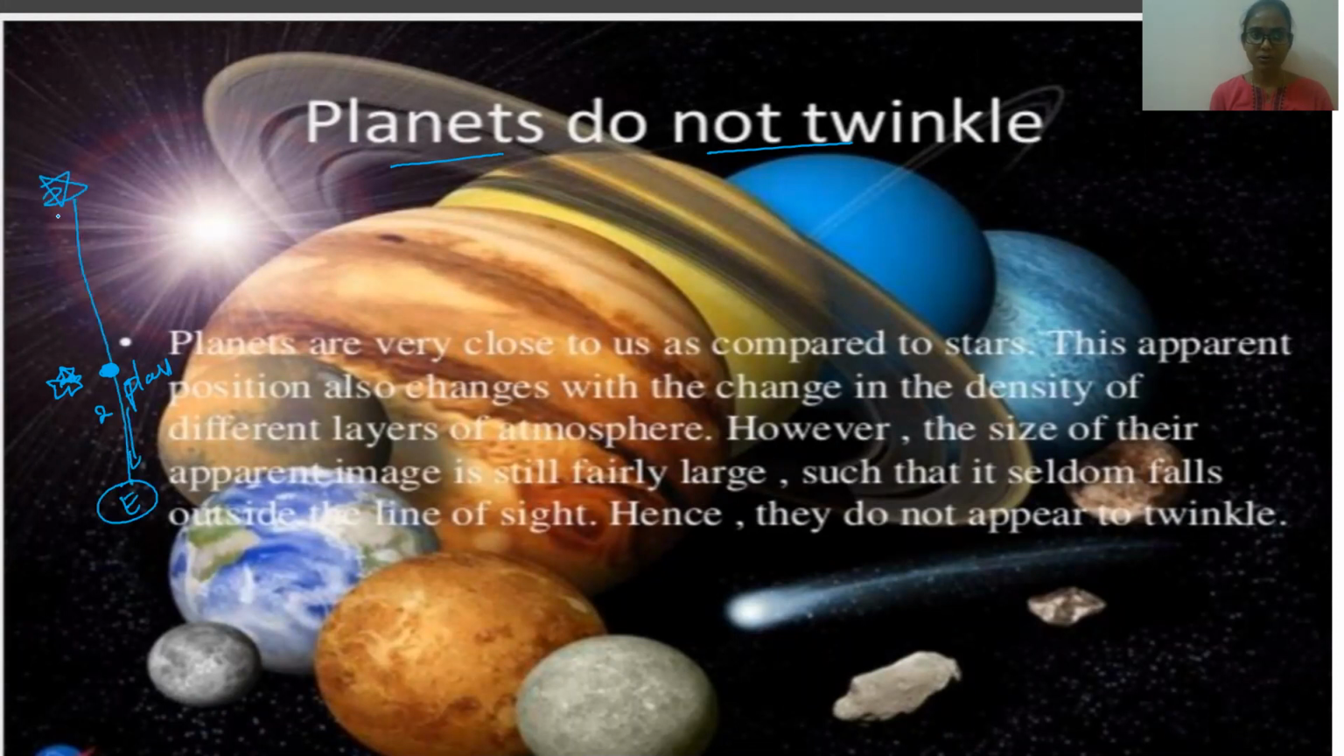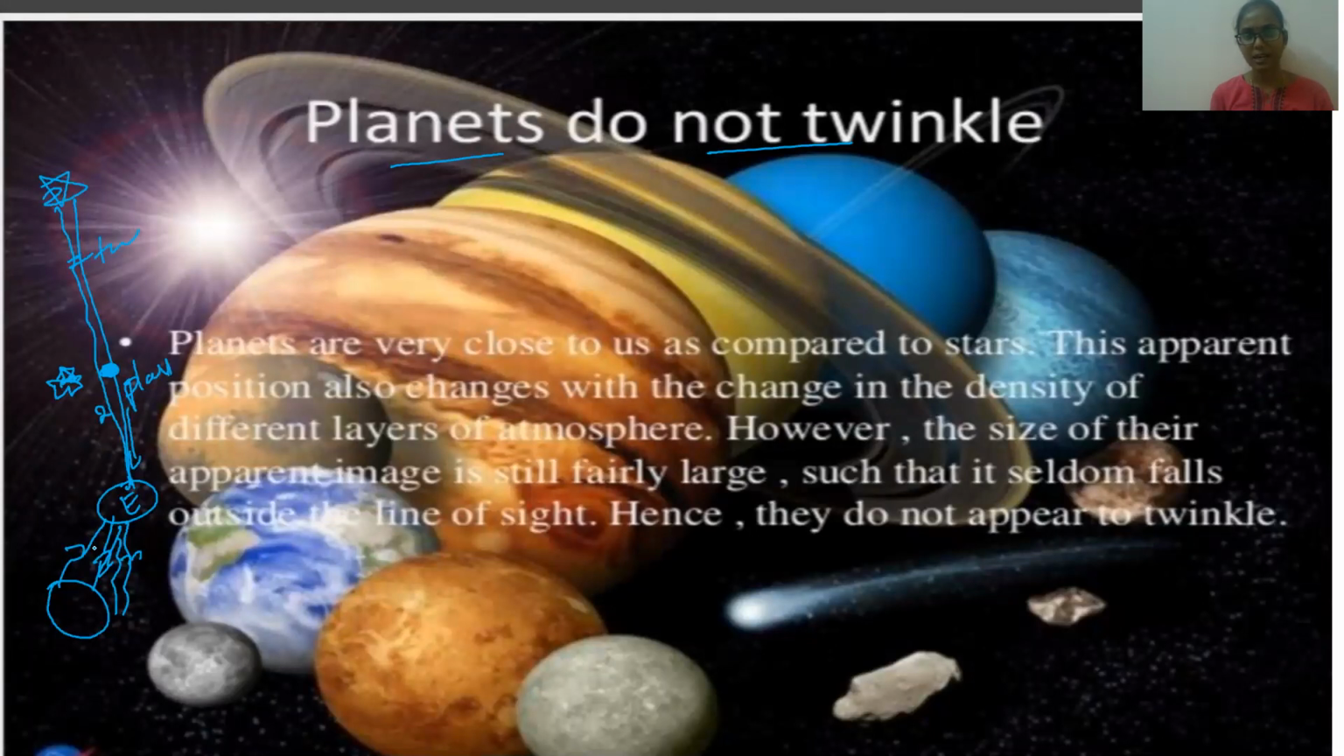That is why only a few light rays come from that star to reach the Earth. The path of those light rays changes due to atmospheric refraction, and we can see the twinkling effect. But because the planets are very near to the Earth, so many rays are coming, reflected from the sun. So many rays are coming to reach us.